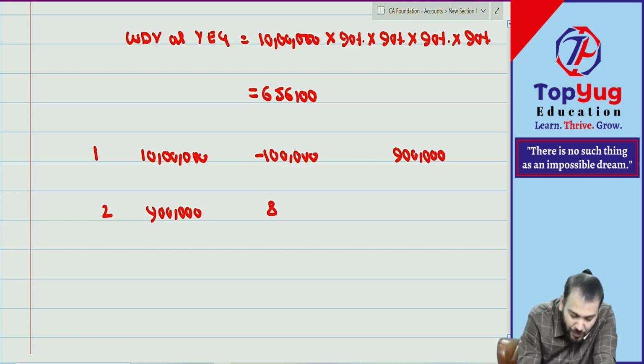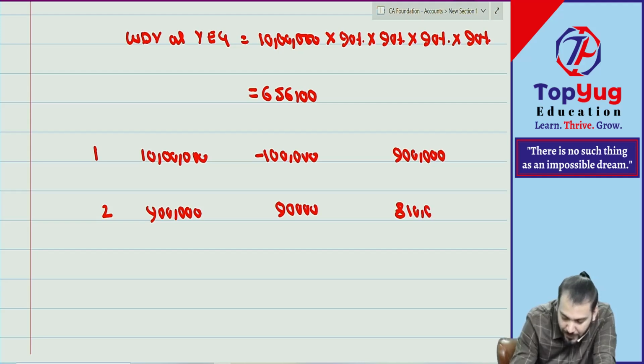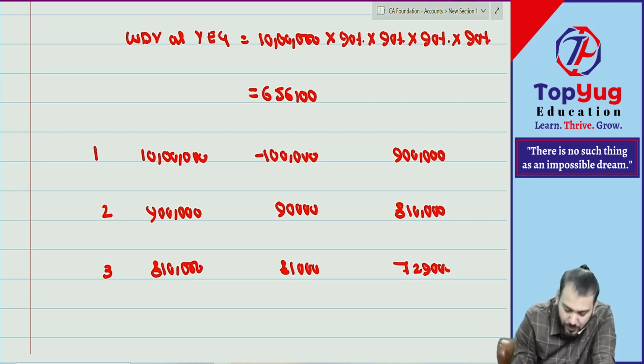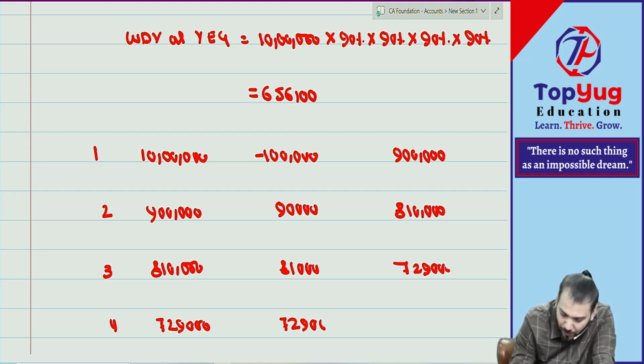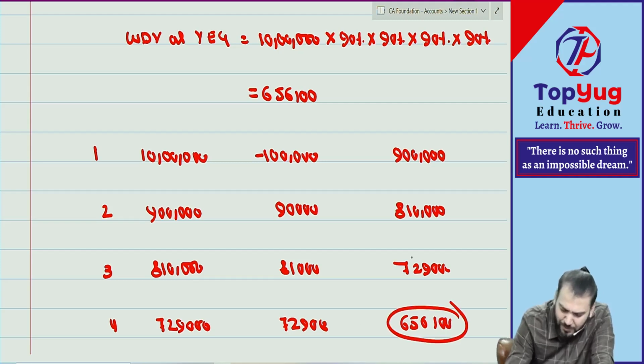This is 90,000. 90,000. This is 8 lakh 10,000. This is 81,000. This will come 7 lakh 29,000. Then for the fourth year, 7 lakh 29,000. This is 72,900. How much? 6 lakh 56,000. The same answer is coming.